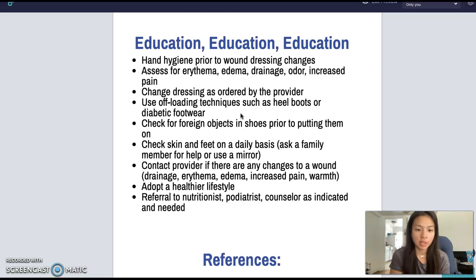checking for foreign objects in the shoes to prevent trauma or any mechanical ulcerations that can worsen, checking skin and feet daily, asking a family member for help or using a mirror. Like I mentioned earlier, contacting the provider if there are worsening symptoms, adopting a healthier lifestyle, and of course, referral to a nutritionist, a podiatrist, or a counselor as indicated and needed. Referring to a counselor might be important because wounds will definitely affect your self-image, so that is something to look into.